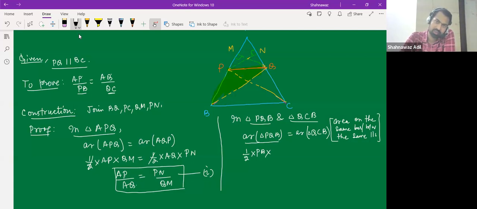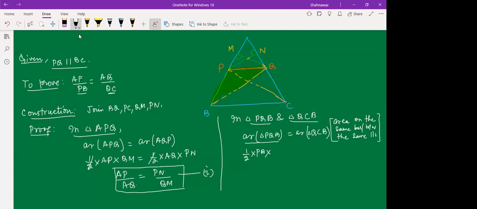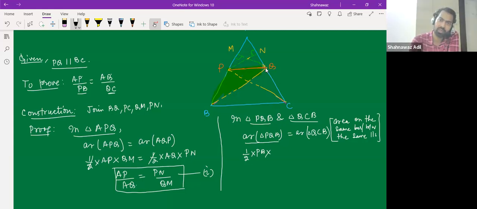Tejasvi, what is the remaining vertex? If I take PB, I have taken P and B, right? Q is the remaining vertex. So I have to take the altitude from Q. And what is the perpendicular on PB from Q? What is that? Let me draw the diagram here, then you will be able to understand. So what is the perpendicular on this side from this Q?